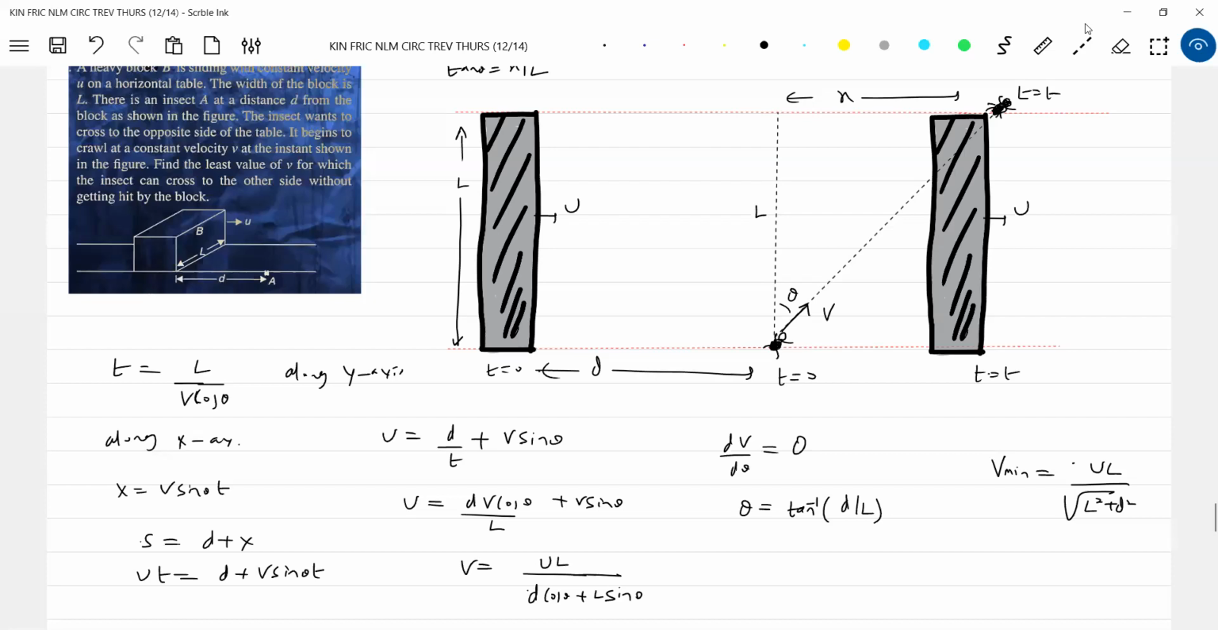Any other questions can be asked here? This was just a very basic fundamental one.